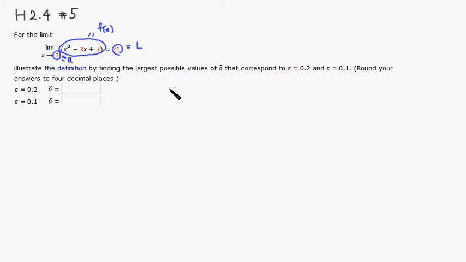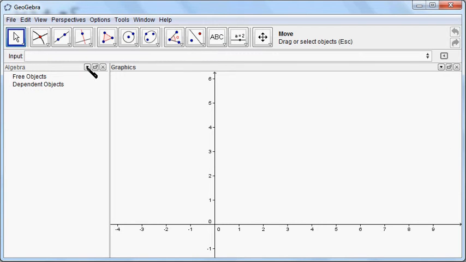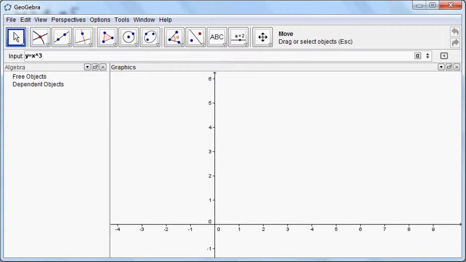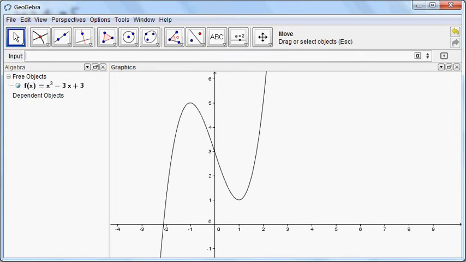Let's sketch the picture using GeoGebra, so let's go to GeoGebra. Then we want to sketch the graph of y equals x cubed. Oops, I forgot what the function is: x cubed minus 3x plus 3. So go back, minus 3x plus 3. Hit enter.